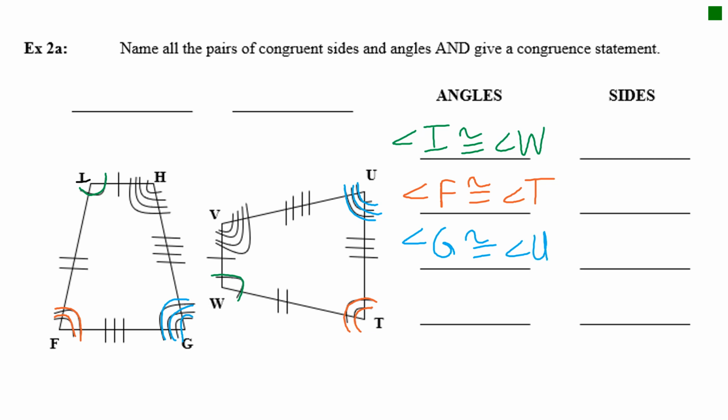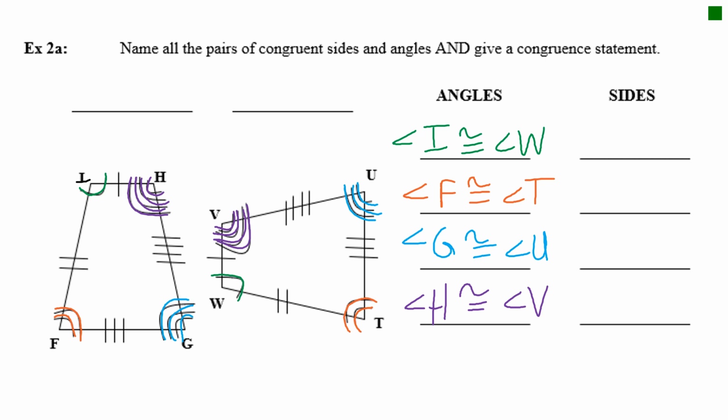And then finally, for angles, we have H with 4 arcs. Looking at the figure to the right, we have V with also 4 arcs. So we'll say that angle H must be congruent to angle B. All right, so those are our 4 congruent angles. Now we need to do sides.